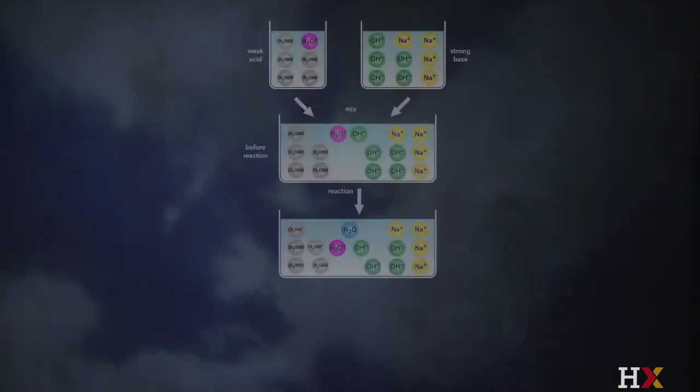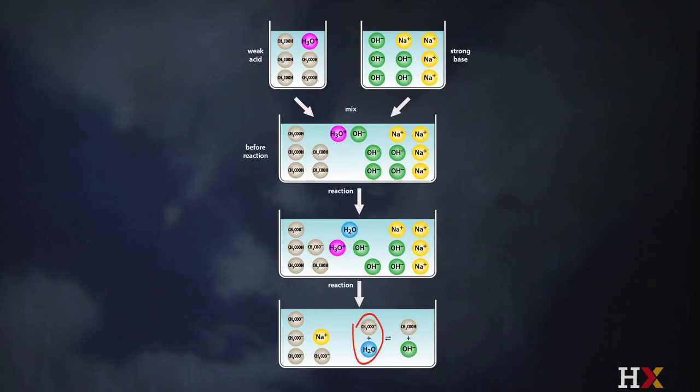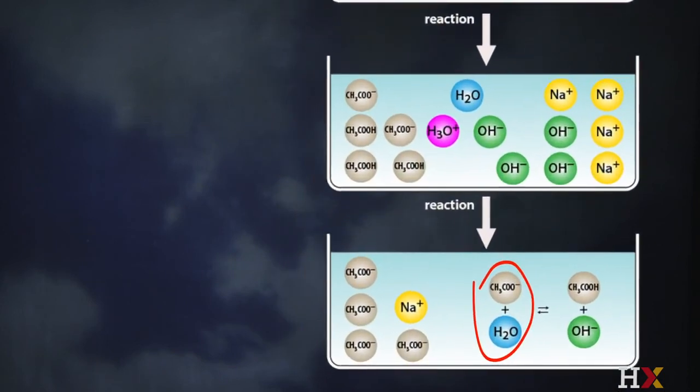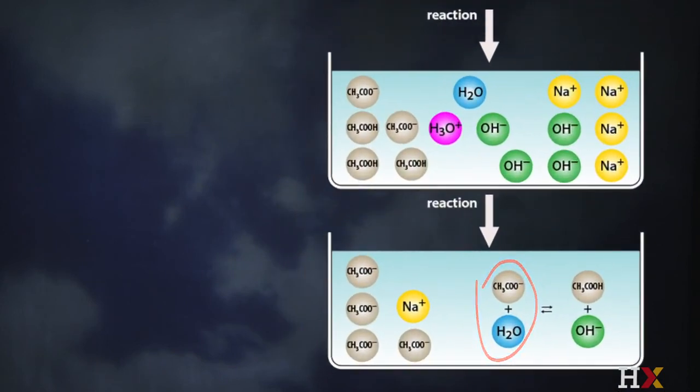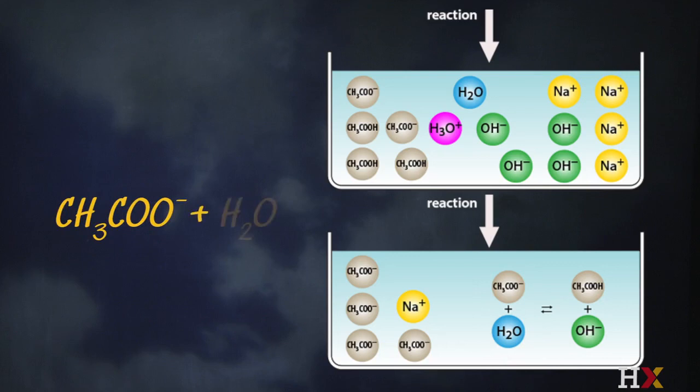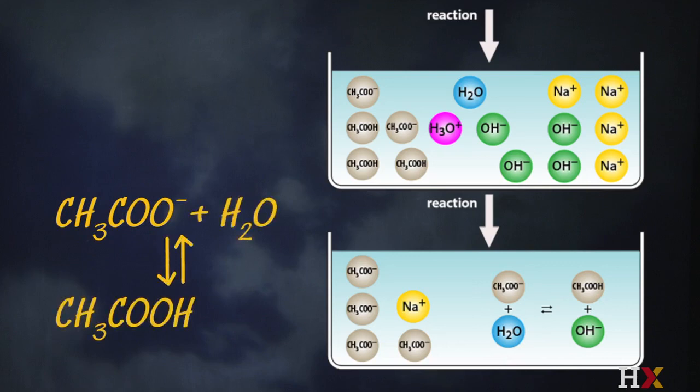So the result of the reaction is that we end up with an equilibrium, and that equilibrium represents the reaction of the acetate anion, CH3COO minus, reacting with water to form CH3COOH, the weak acid, plus OH minus. All right, so now we've tracked through from the initial conditions to the final condition.